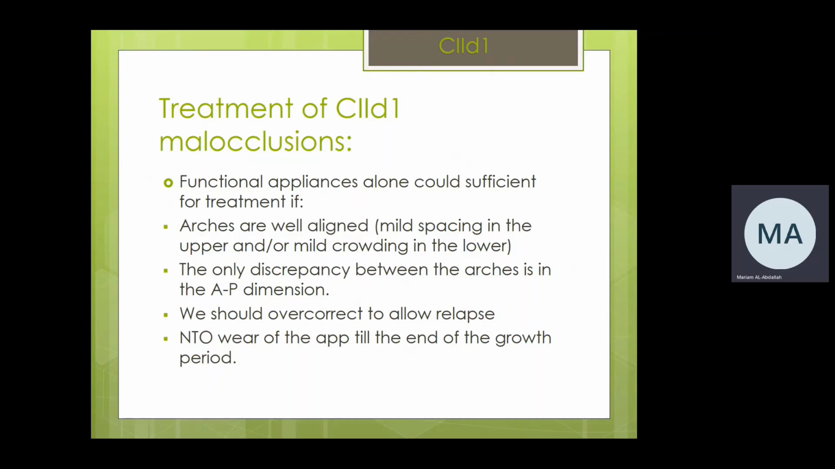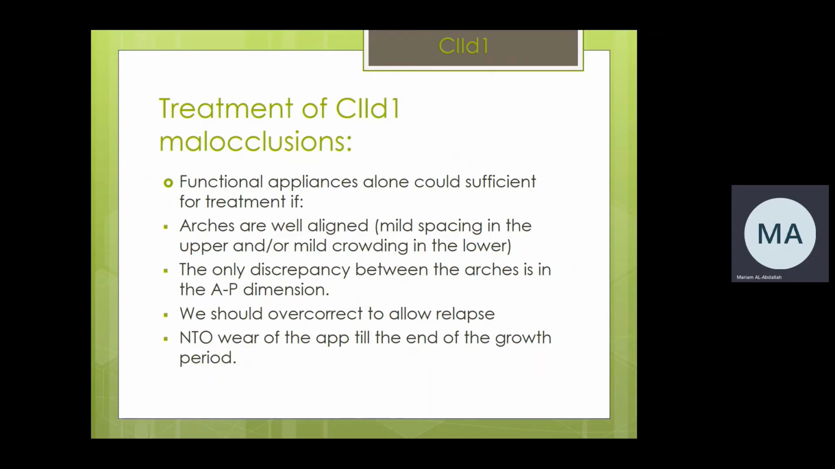And the features for these patients are as follows. If the upper and the lower arches are aligned, or if the upper arch is mildly spaced, because we expect the incisors to retrocline, and the lower incisors are mildly crowded because we expect the lower incisors to procline a little bit. The other feature is that they have a main discrepancy in the anterior-posterior dimension, mainly. And we need to aim during the treatment to overcorrect the malocclusion.